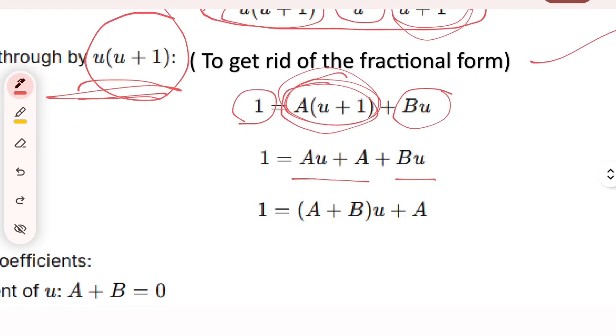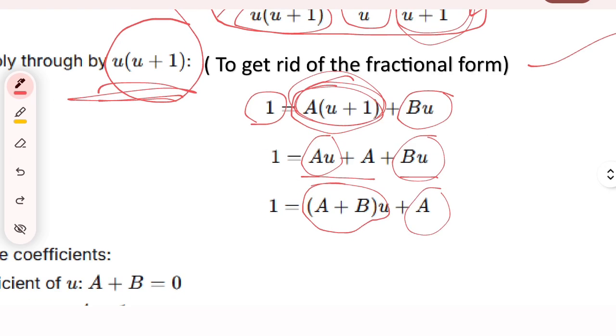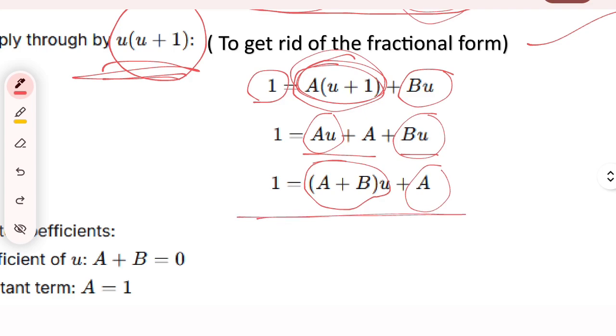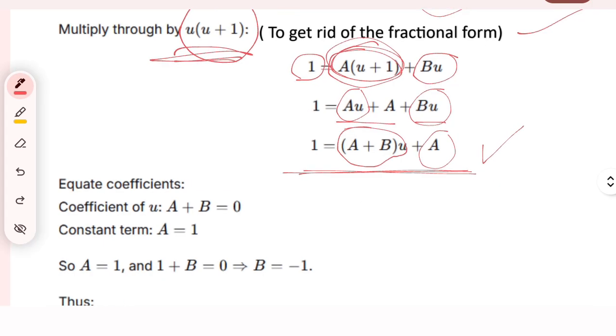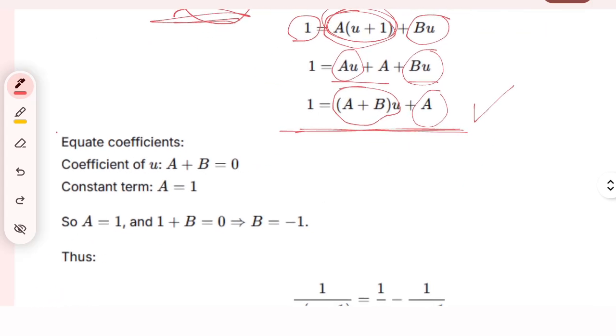And once you have that, you combine the same terms. So this one, au and bu are the same. We can combine it like this, and it would be a plus b times u, and this is now our constant. So remember what we did before? Once we reach this point, we will now equate the coefficients.